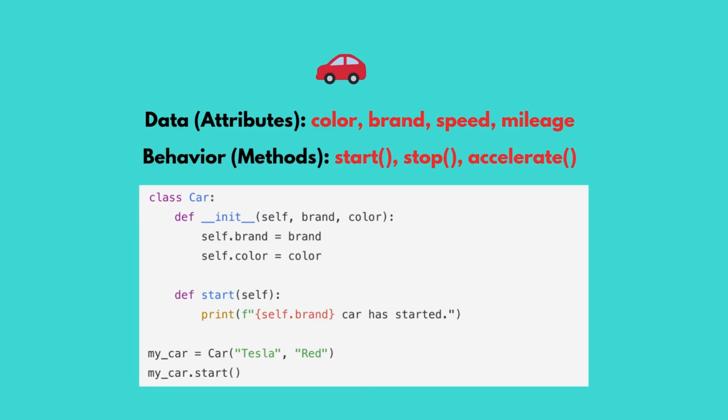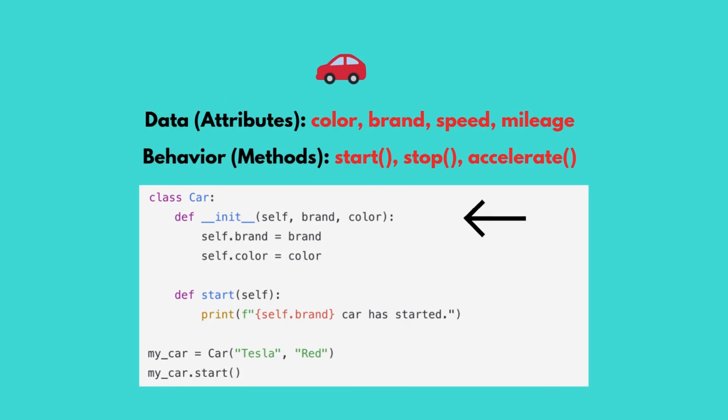Basically, these are not static things like a color or a brand or a speed, which are our data. But behavior is something which is performing something, which is doing something. Like the start method will start the car, the stop method will stop the car, accelerate will increase the speed of the car. Okay, so these are the behaviors of the car. So similarly, when we work with Python, we create our classes. And when we create our classes, we relate them with the real world entity. So in our case, we have taken a car object. Okay, so we'll be creating a similar class.